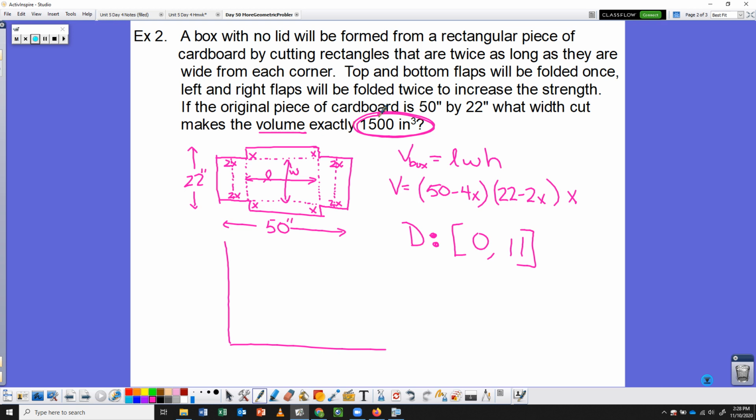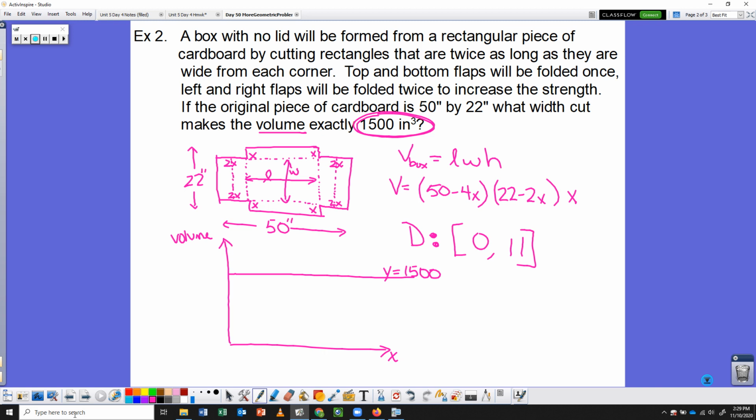So one of the things that we're going to want to do when we go to graph this is have our graphing calculator draw us a horizontal line at 1,500 cubic inches. And we would also want to graph the equation of the volume to see where they actually intersect with each other. So this is going to be x. This is going to be volume. And let's take a moment right now to actually get this up on the graphing calculator.